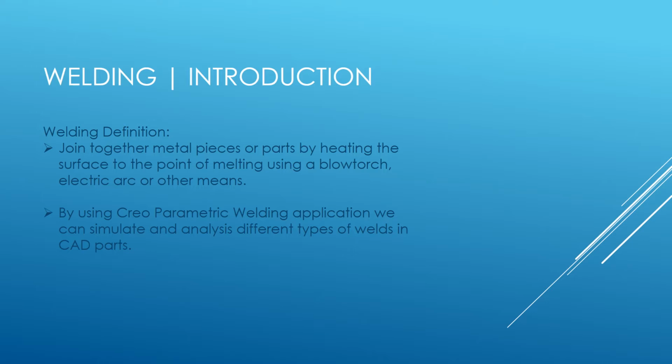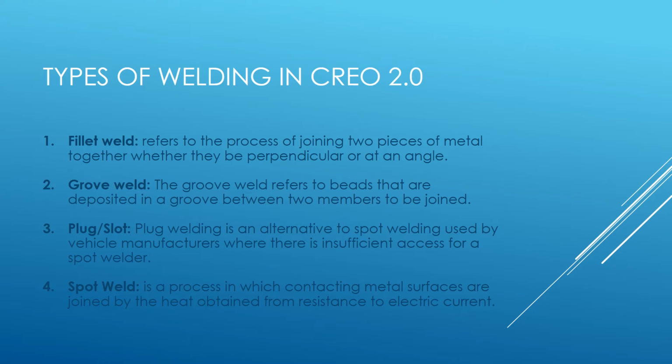The definition of a weld is joining together metal pieces or parts by heating the surface to the point of melting using a blowtorch, electrical arc, or other means. By using Creo Parametric welding application, we can simulate and analyze different types of welds in CAD parts. So these are just the different types of welds that we have out there.